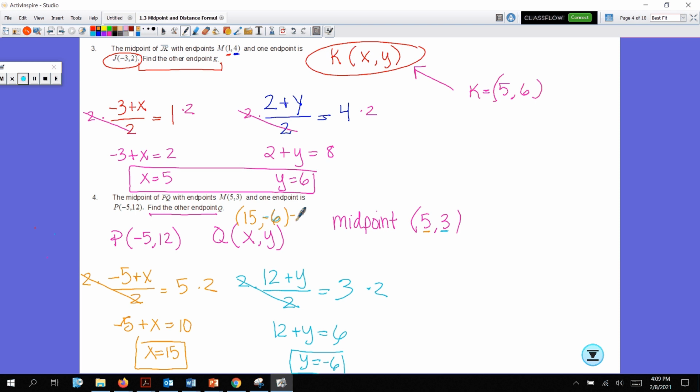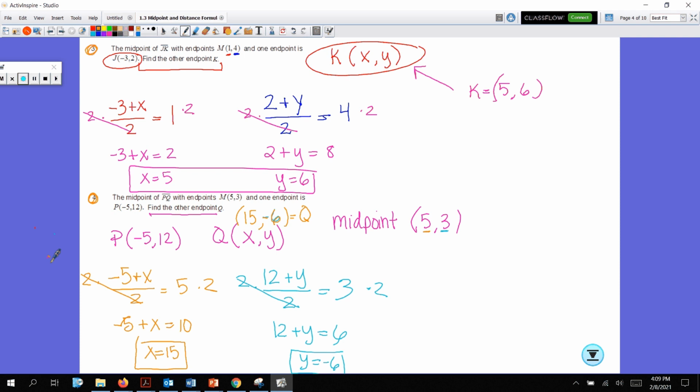So this is Q. We found Q. We found it. There it is. 15 comma negative 6. All right, so it's just the averages. The tough ones are when you're looking for the end point. I'm pretty sure finding the midpoint will be very simple. You're just plugging it in and chugging along.